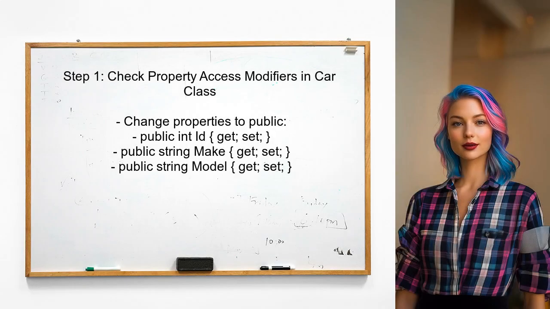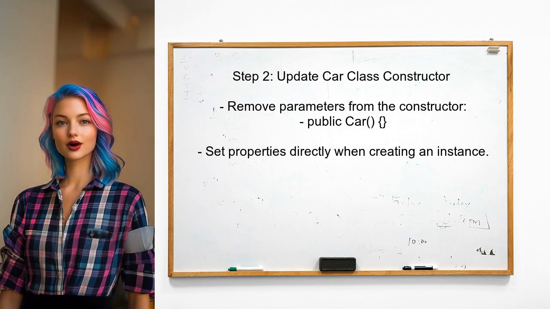To resolve the issue of receiving empty JSON objects, the user should first check the access modifiers of the properties in the car class. Currently, they are private, which prevents them from being serialized into JSON. Next, the user should ensure that the constructor of the car class is not the only way to set the properties. Since the properties are now public, they can be set directly when creating an instance.